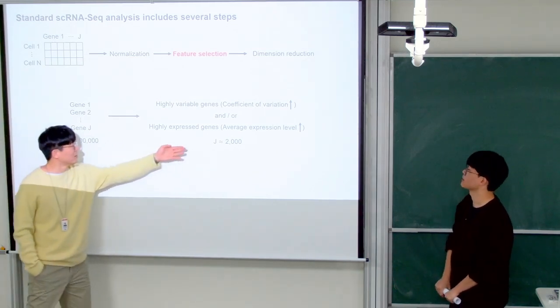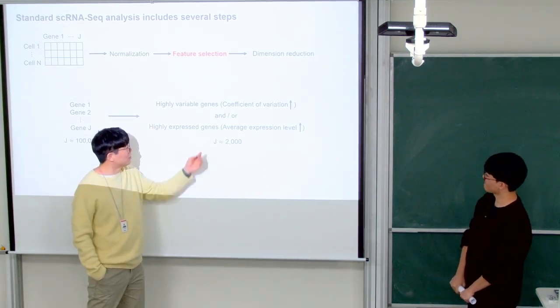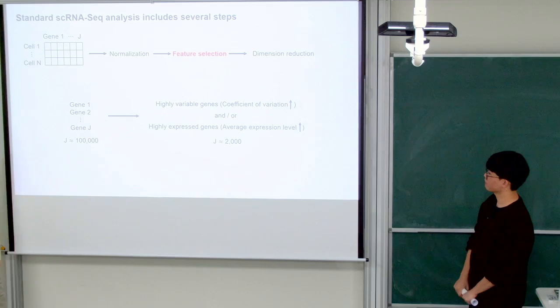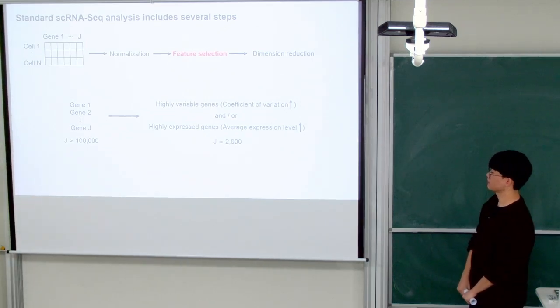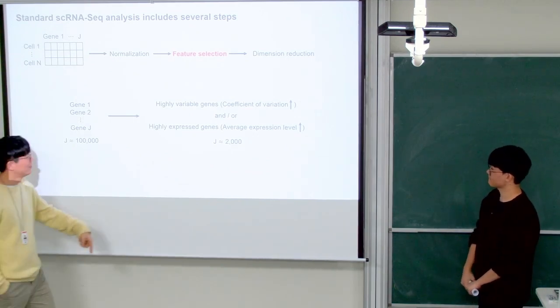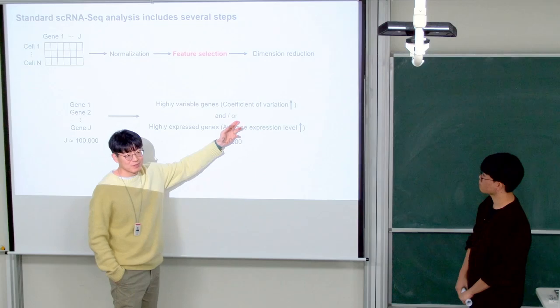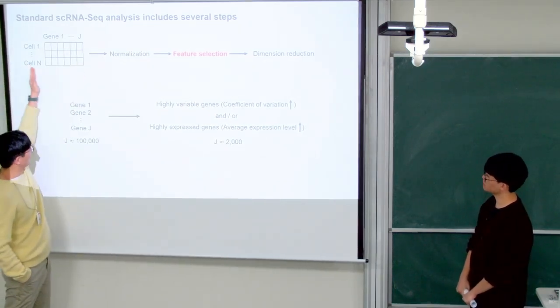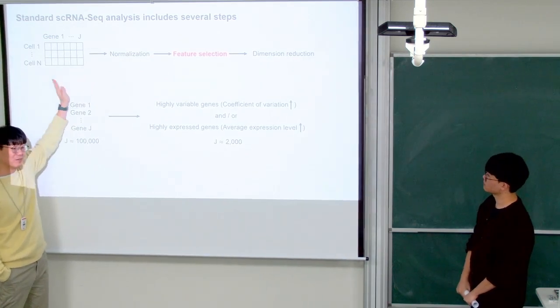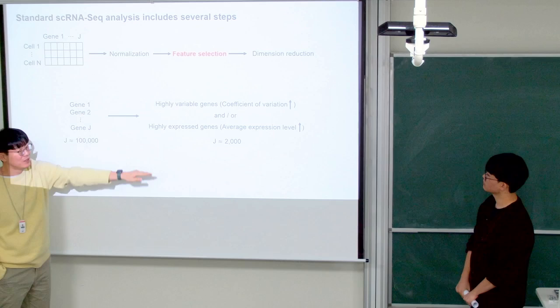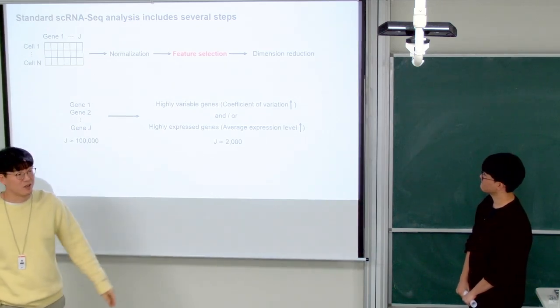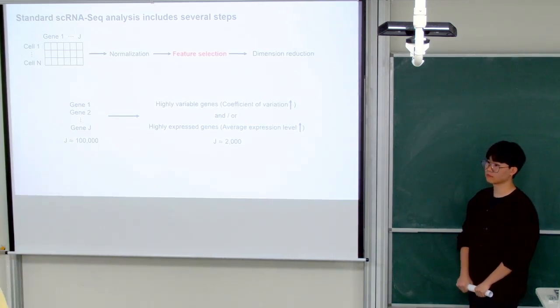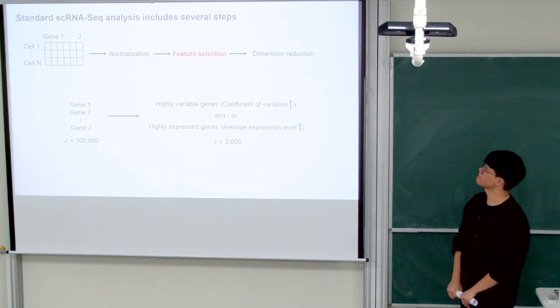So highly expressed gene means the level of the genes is enough. We don't want it too low, but it's an or condition, okay? So among the 100,000 columns, we may select the 2,000 columns. Then we reduce the dimension of the data, right?